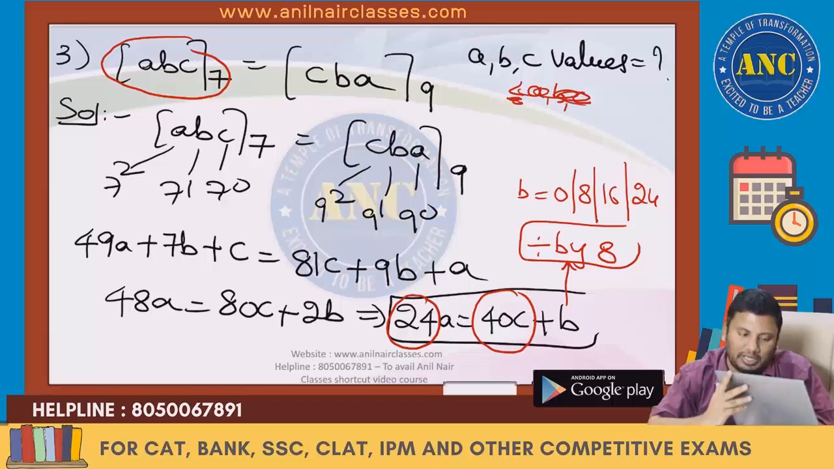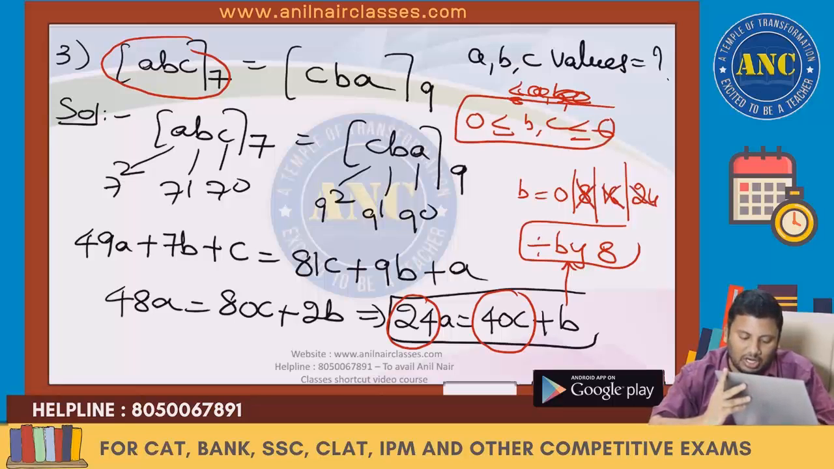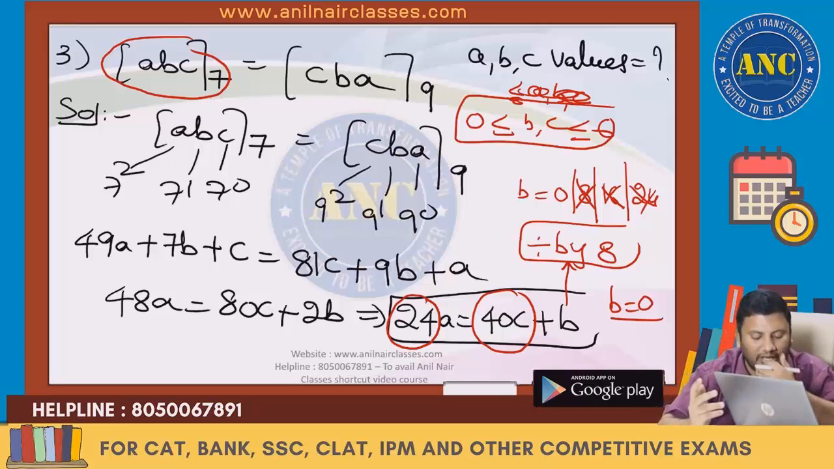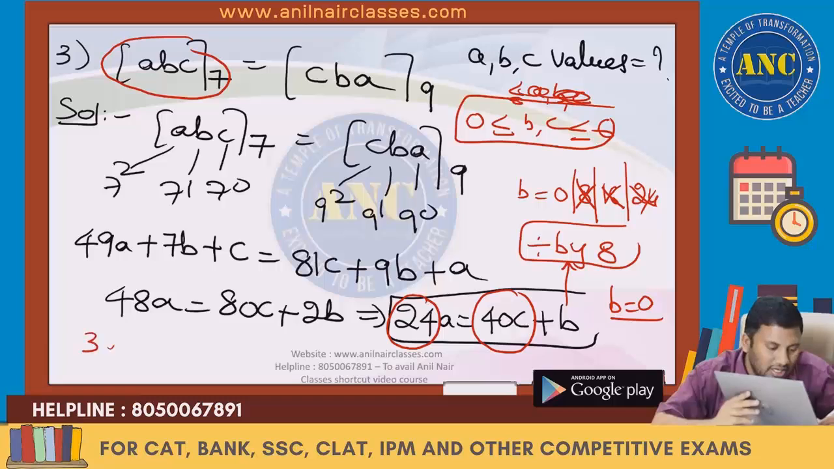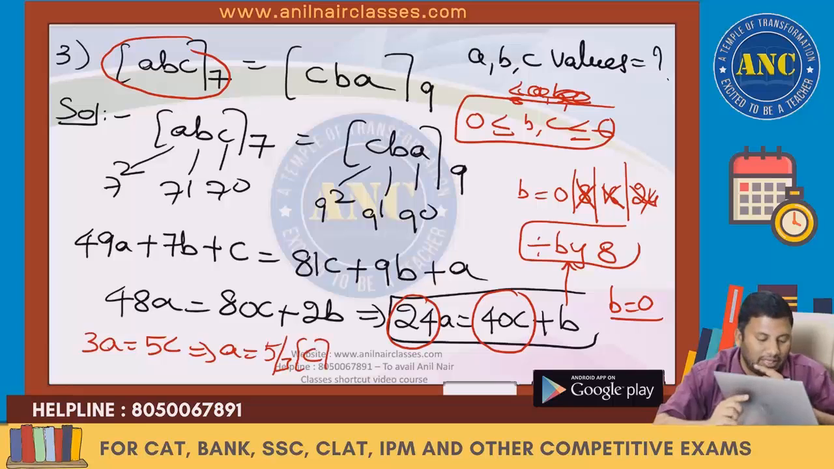Or I will put it like this. B and C can take all the values from 0 to 6. 8 onwards it is not possible. If B is 0, 24A is equivalent to 4C. 8 3s are, 8 5s are. So A is equivalent to 5 by 3 of C. I hope it is clear. 5 by 3 of C.